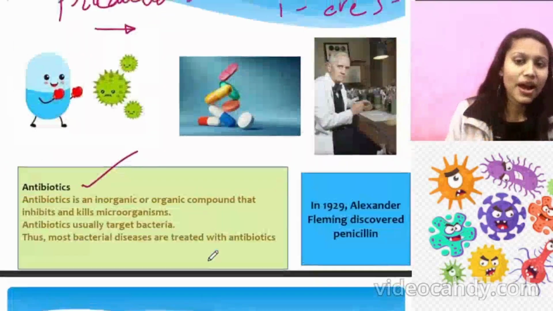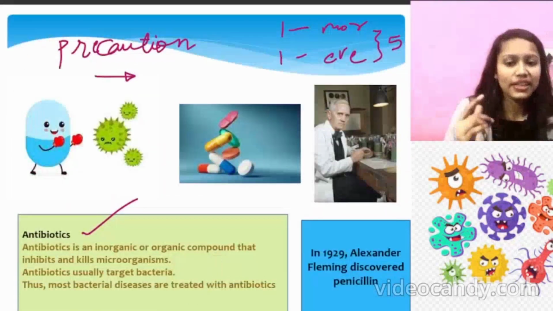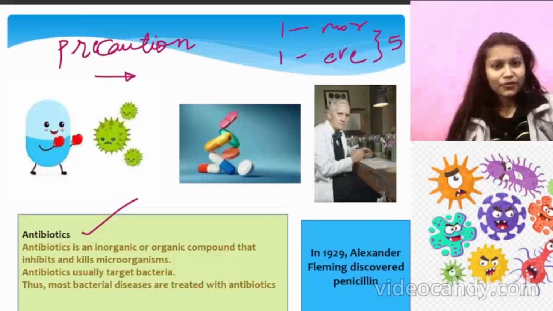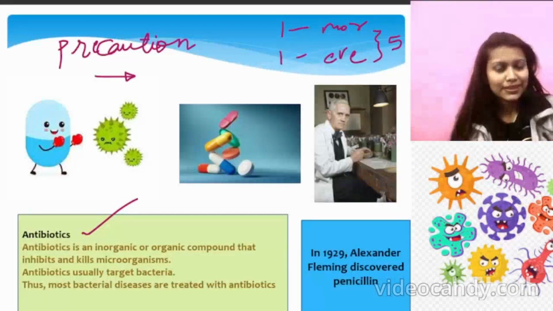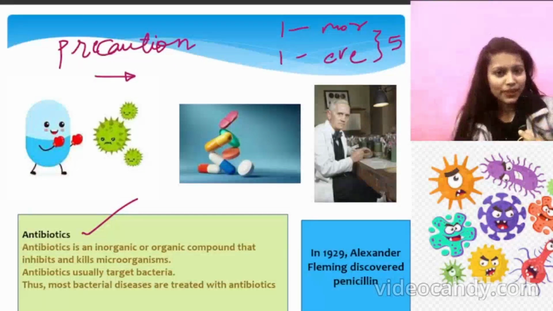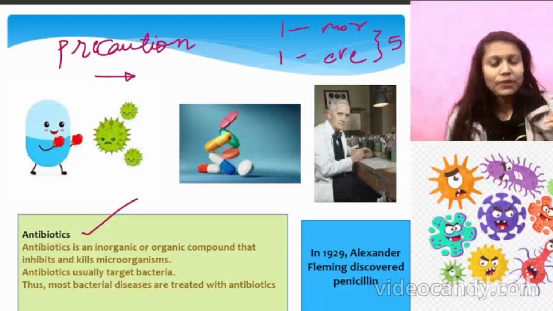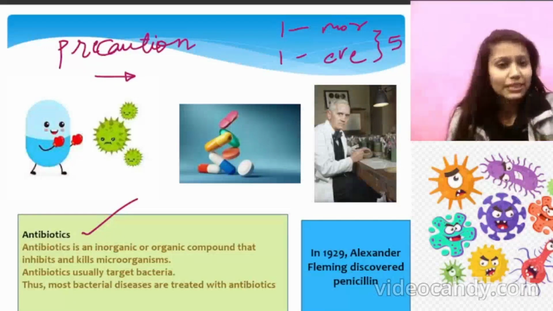Keep in mind that antibiotics are organic compounds, and they kill microorganisms or inhibit the growth of microorganisms. Here, when we are discussing bacterial diseases, let's discuss some bacterial diseases. When we study disease, what we mean by disease, we have seen this in the previous slide.